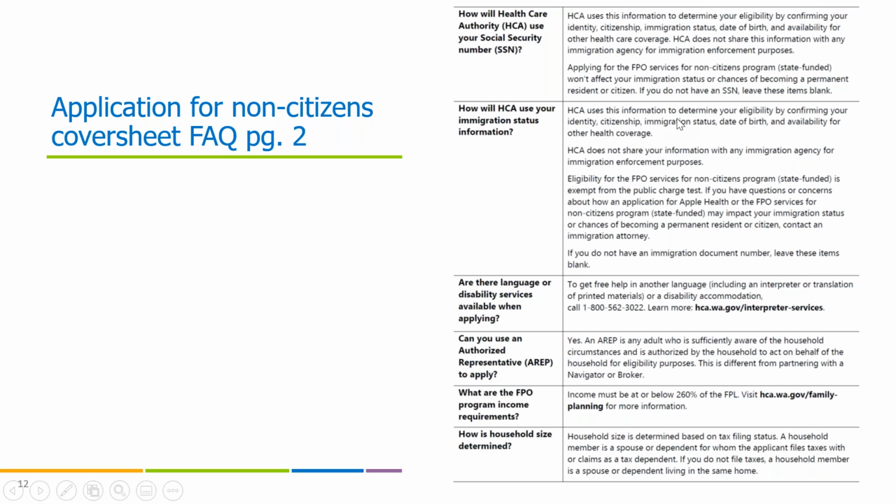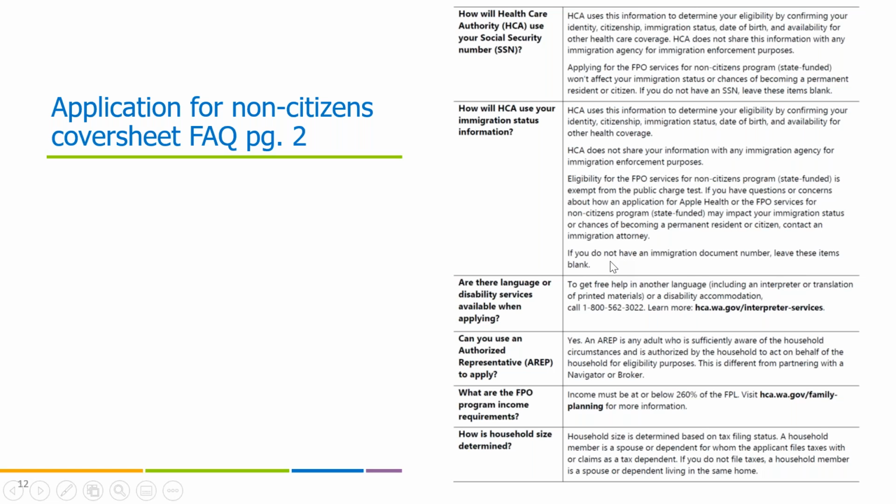Moving on to page 2, I will review how HCA will use your immigration status information. HCA uses this information to determine your eligibility by confirming your identity, citizenship, immigration status, date of birth, and availability for other health coverage. HCA does not share your information with any immigration agency for immigration enforcement purposes. Eligibility for the FPO services for non-citizens program, state-funded, is exempt from the public charge test. If you have questions or concerns about how an application for Apple Health or the FPO services for non-citizens programs, state-funded, may impact your immigration status or chances of becoming a permanent resident or citizen, contact an immigration attorney.